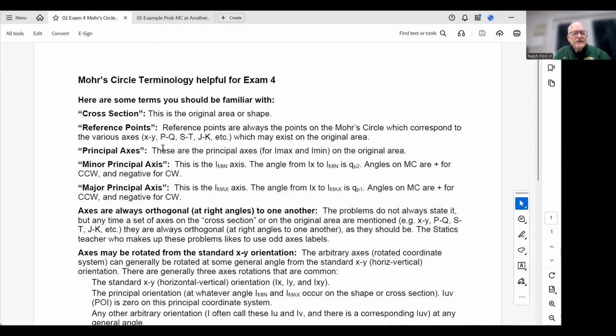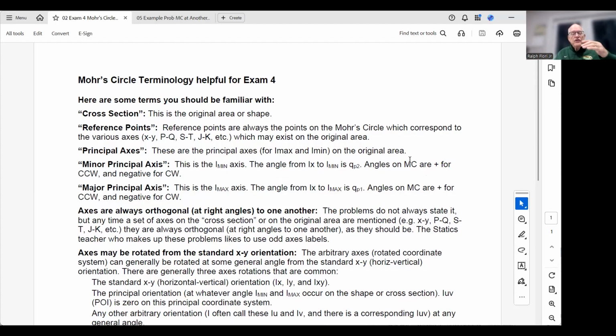The principal axes are basically the Imax and Imin. They're the max and min on the original area. I don't always use these terms, but some people do, and sometimes you see these on exams. The minor principal axis: if you ever see minor principal axis, that's the same as Imin. The angle from Ix to Imin is sometimes called theta P2.